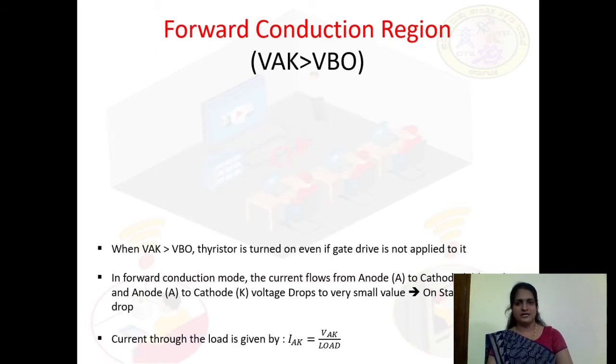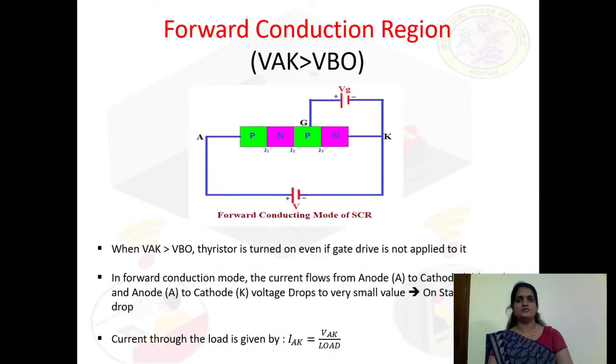Coming to the first technique, VAK greater than VBO, where VAK, as we discussed, is the voltage between the anode and the cathode. It should be greater than the breakover voltage VBO. In this condition, the thyristor is turned on even if the gate drive is not applied. Even if no gate drive is applied, it has entered into the forward conduction state, and the SCR turns on.